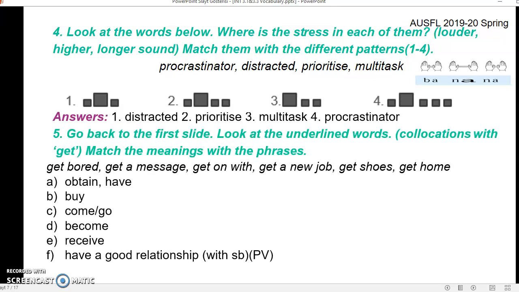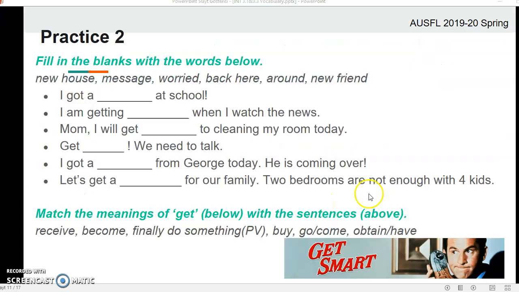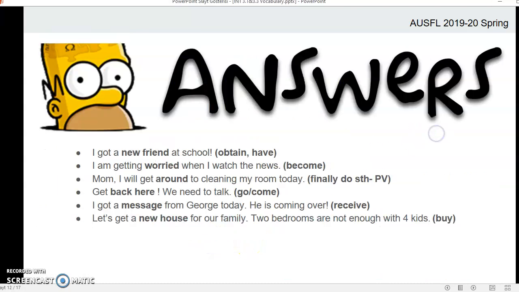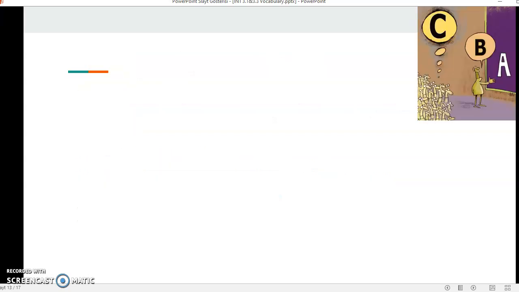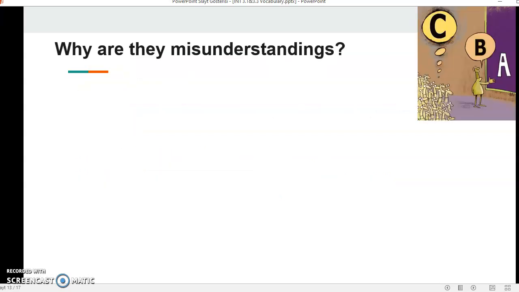Here we have another matching the meanings activity. These are about collocations with get. They are actually in the text underlined. If you want to see the text, please go back, but here I have them for you. Match them with the meanings. Here are the answers. Okay, this is another practice about collocations. Please fill in the blanks with the words here and then with the meanings here. Here are the answers.